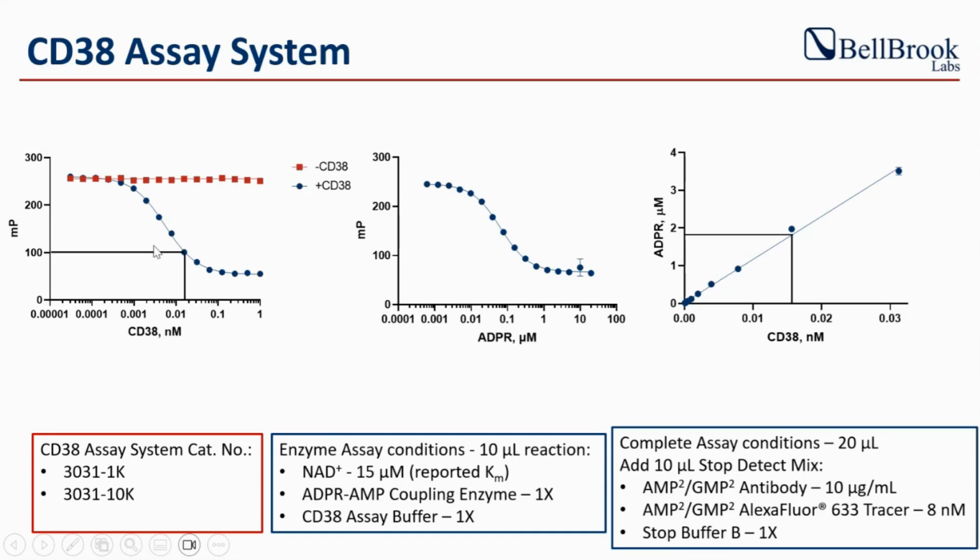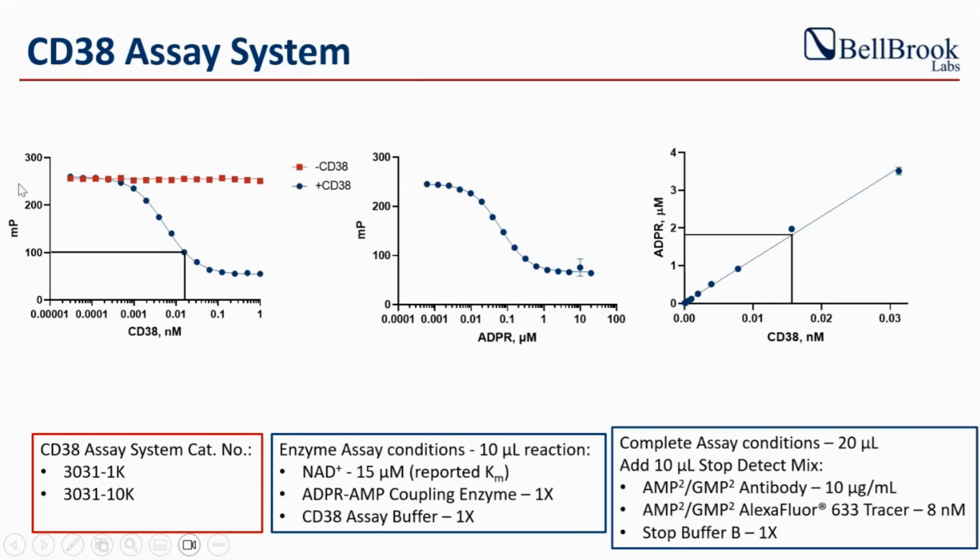Okay, so one question for the data: why do you see the sigmoidal curve for an enzyme titration? So this is a competition assay, and where binding occurs, we always have a sigmoidal curve for the enzyme titration. And then if you use an ADPR standard curve to convert the raw MP value to the amount of ADPR formed, we're going to have a linear relationship between product formed and the amount of enzyme, as expected.